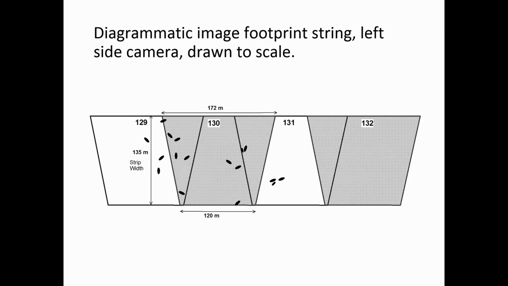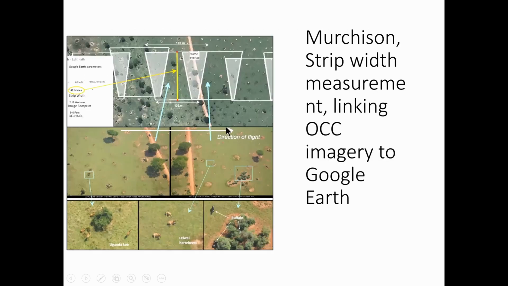And we have a diagrammatic image footprint string. This is the left side. These are overlapping strips. The cameras are orientated at 45 degrees, and we have overlapping strips to capture an entire strip. This is how a strip looks when it's plotted onto Google Earth.